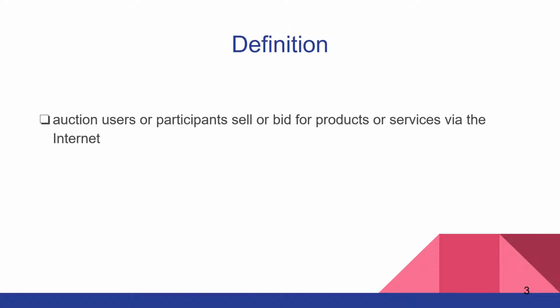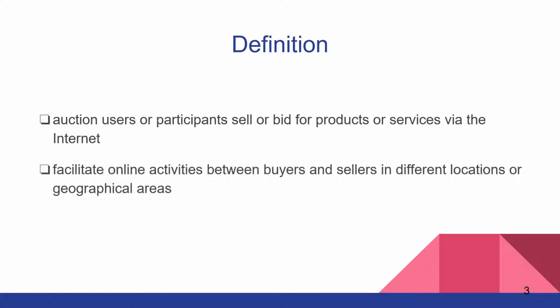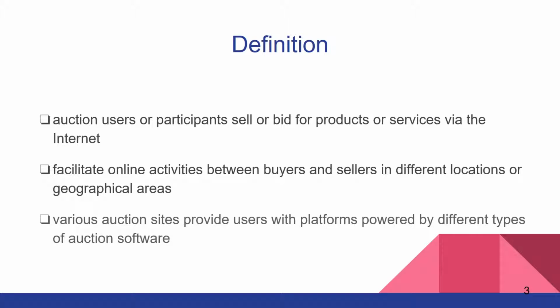Online auction, also known as virtual auction, is where the users or bidders bid for products or services through the internet. As there is no limitation of location or geographic areas, online auctions facilitate online activities between buyers and sellers. The various auction sites provide users with a platform powered by different types of online auction software.